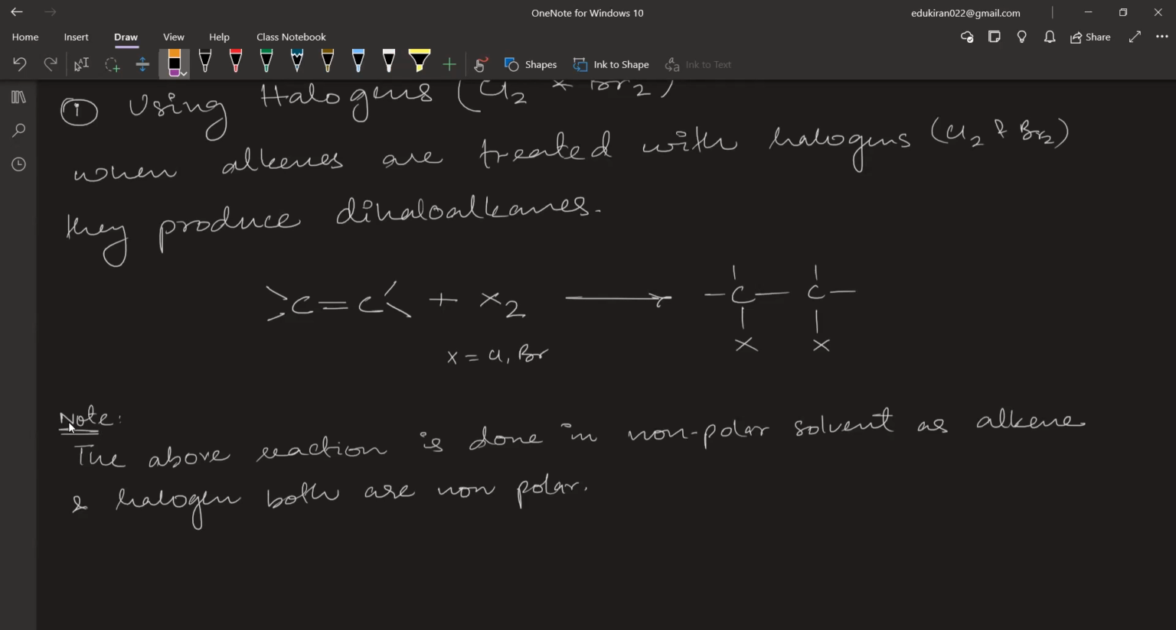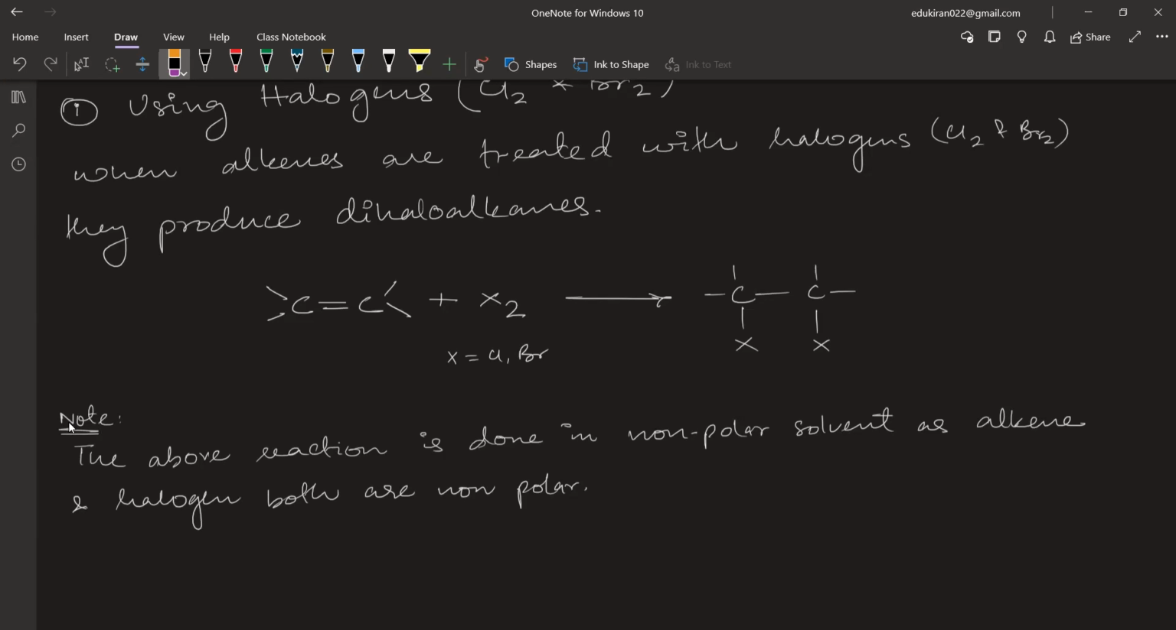What I have written, the above reaction is done in a non-polar solvent as alkene and halogen both are non-polar. If we are using a solvent, whatever reagents we are taking should be soluble in the solvent. If I take a polar solvent and I have non-polar reagents, those non-polar reagents will not dissolve, right? That is why if you have non-polar reactants, you need a non-polar solvent. I have introduced solvent; in SN1, SN2 we will go into the details of solvent.